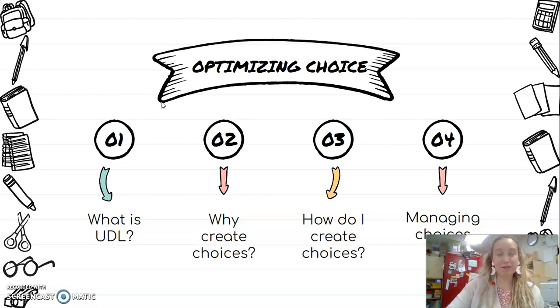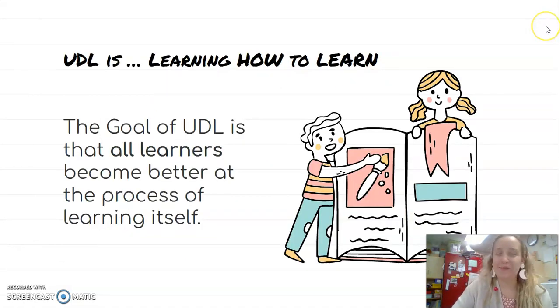Let's talk about optimizing choice. So we're going to start with what UDL is, then answer the question why create choices, and then moving into how to actually create the choice, and lastly, managing the choices. Yeah, that's the good part. So let's talk about UDL.